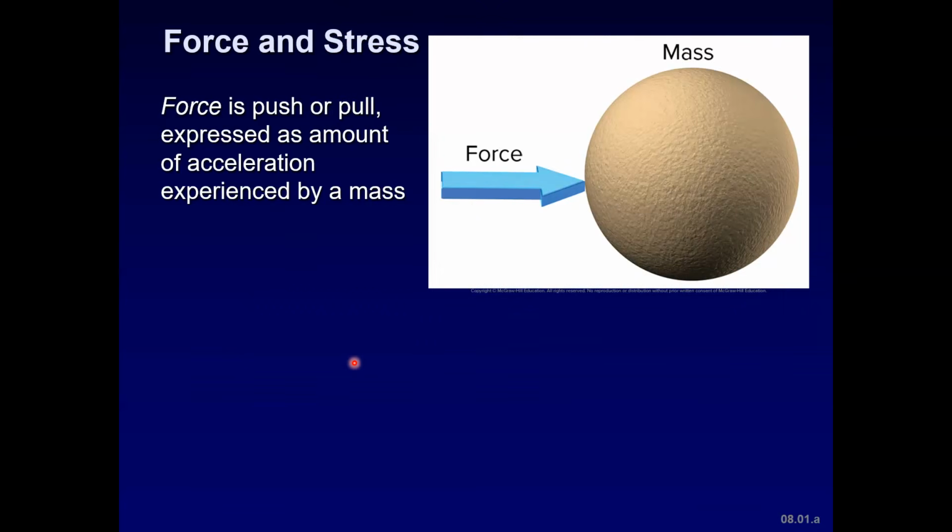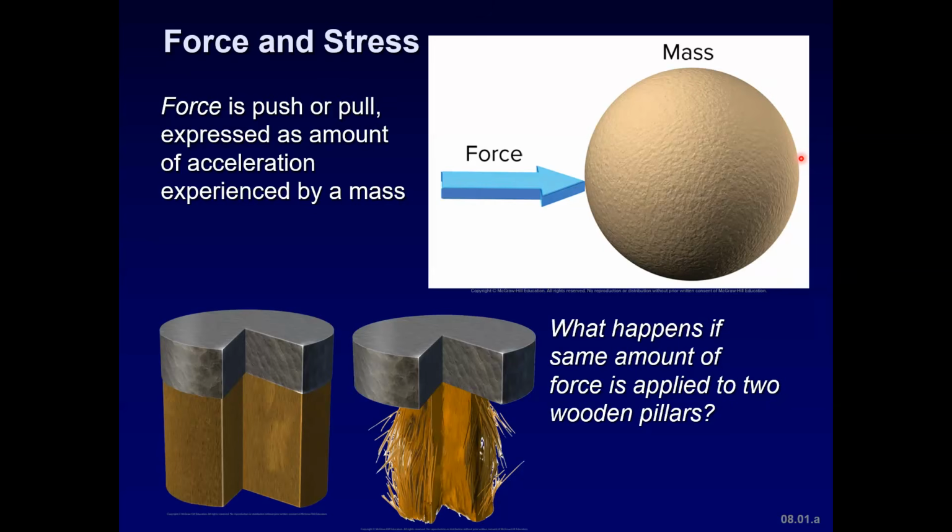Let's think about the basic concepts of force and stress. Force is push or pull. We express that as the amount of acceleration experienced by a mass. So you have an arrow denoting force and the mass itself. What happens if the same amount of force is applied to two different wooden pillars? Well, this wooden pillar is larger. This one is much smaller. The stress that results is greater if the same amount of weight or force is distributed on a thinner pillar, because stress equals force per area.